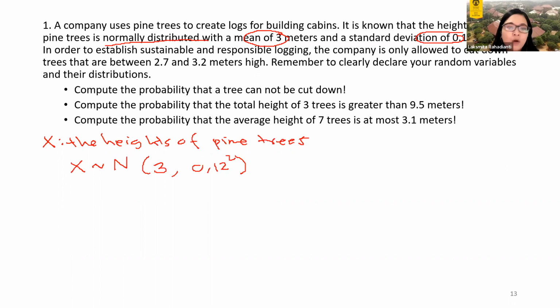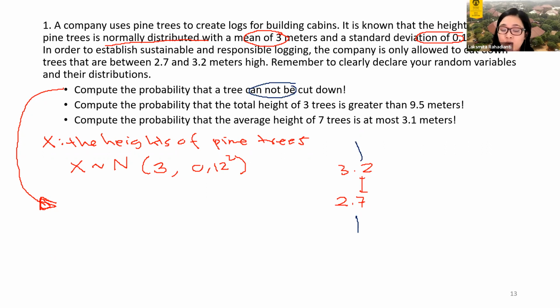Okay, so the first problem here is to compute the probability that a tree cannot be cut down. If I know that it has to be between 2.7 and 3.2, then I would need to compute the upper and the lower probabilities in order to answer the question. The question says cannot be cut down, right? So cannot would be there and there.